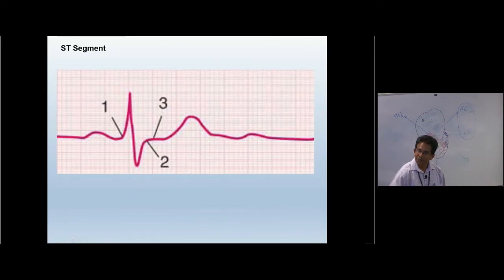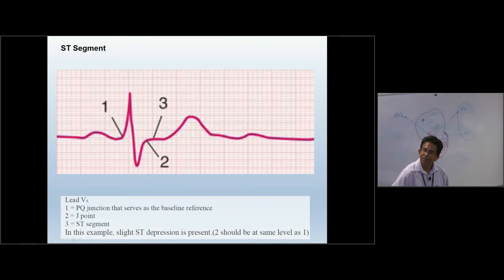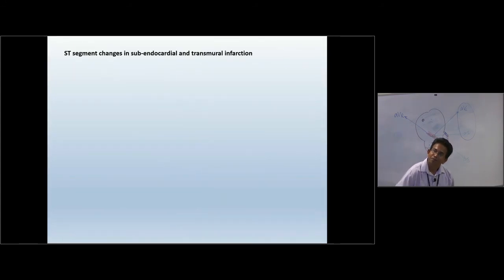ST segment. Now usually the ST segment is isoelectric, so it's at the baseline if the patient's heart is normal. Okay. If the patient is experiencing ischemia, this can go up and down depending on the type of ischemia. All right. Now, we'll briefly discuss how the ST segment changes in subendocardial and transmural infarctions.